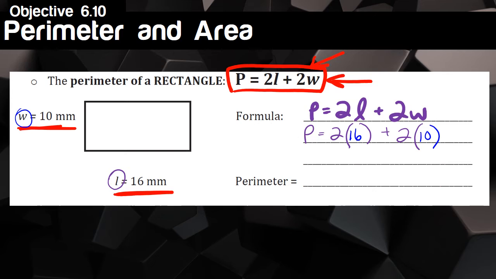And we can go ahead now, let's simplify to find the perimeter. So perimeter would be equal to 2 times 16 is 32, plus 2 times 10 gives us 20. So our perimeter, when we add these two together, it gives us 52 millimeters.